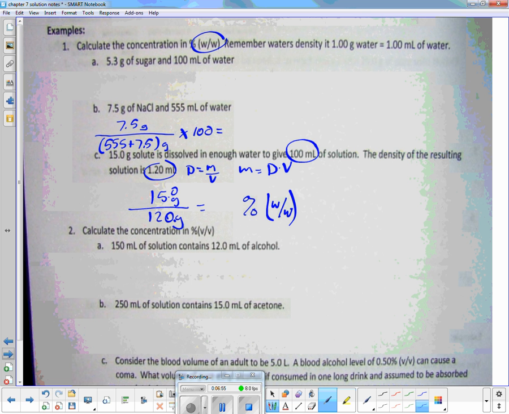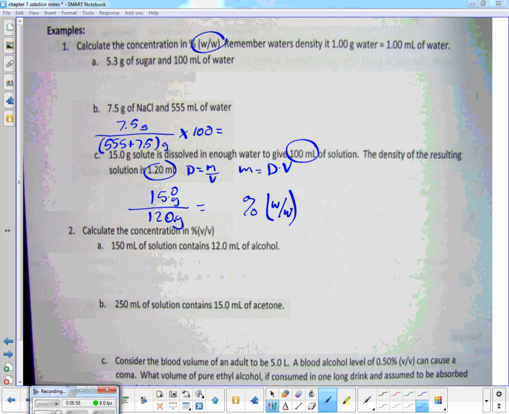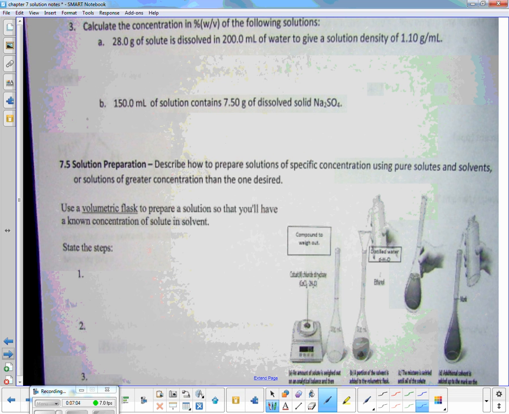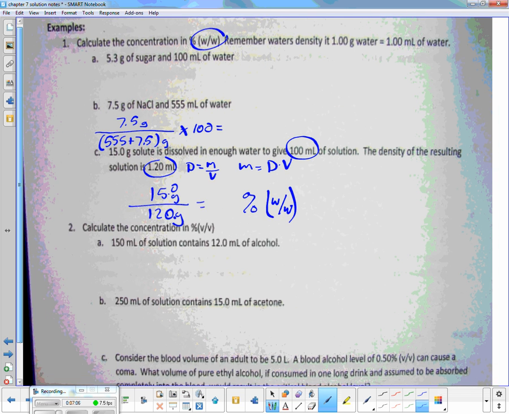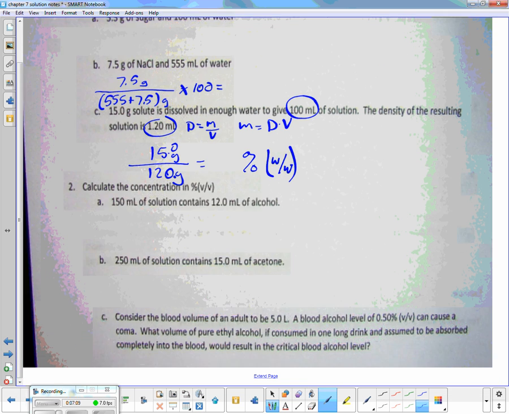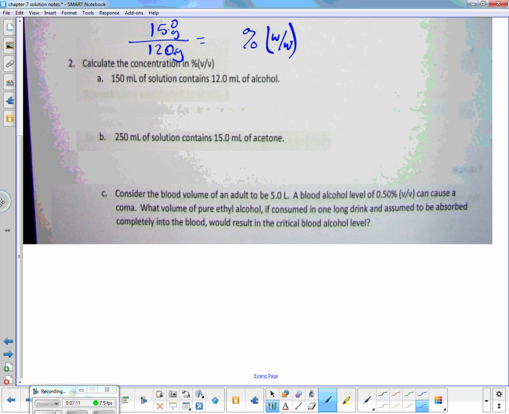Consider the blood volume of an adult with a blood alcohol level of 0.5 volume to volume can cause a coma. I think I've got it at the top of, nope, I don't. Let me scroll it down. What volume of pure ethyl alcohol, if consumed in 1 long drink and assumed to be absorbed completely into the blood, would result in the critical blood level? So we know the blood volume is total 5 liters.